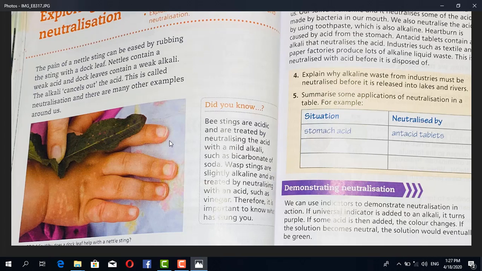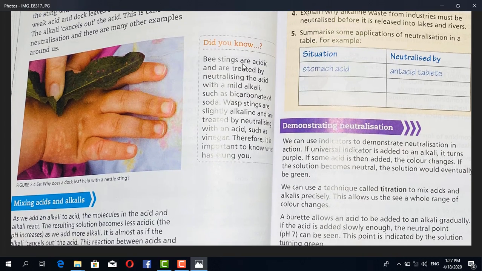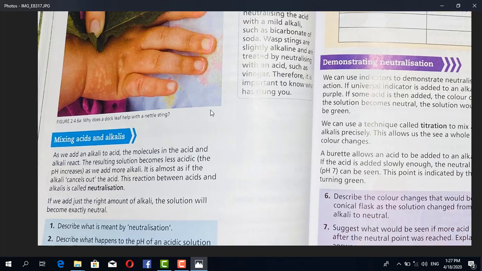For example, bee stings are acidic and they are treated by neutralizing the acid with a mild alkali like bicarbonate of soda. Meanwhile, wasp stings are slightly alkaline and treated by neutralizing with an acid like vinegar. Therefore, it's important for you to know.